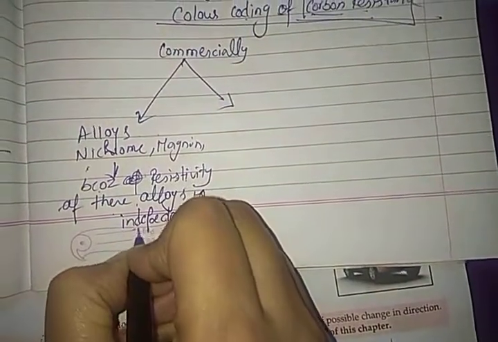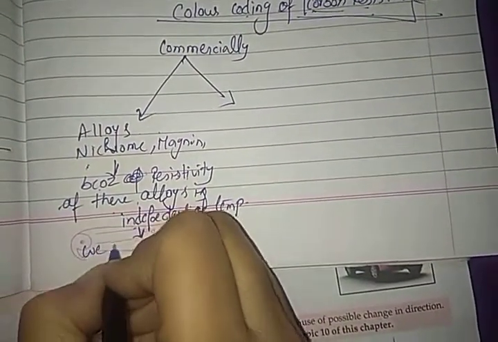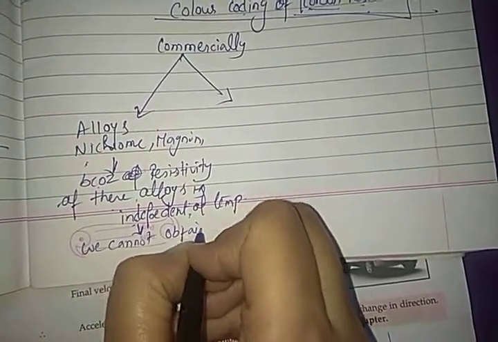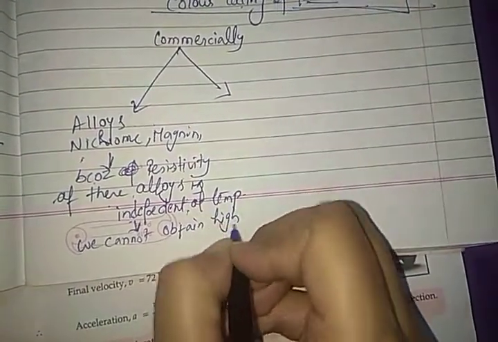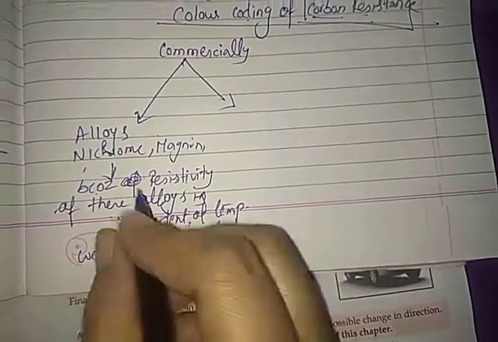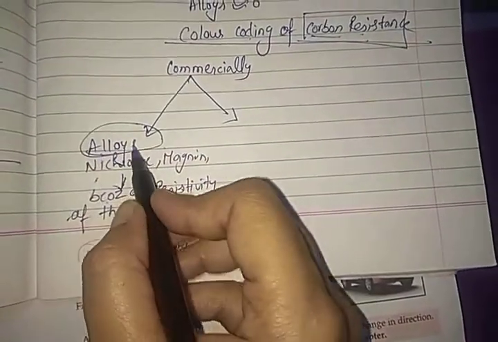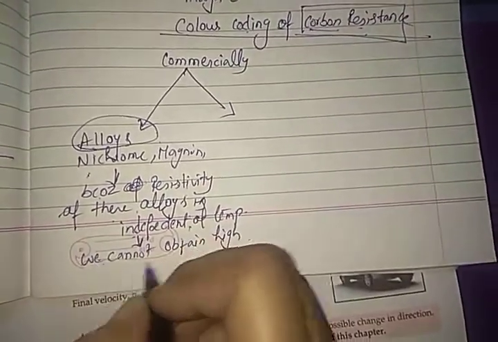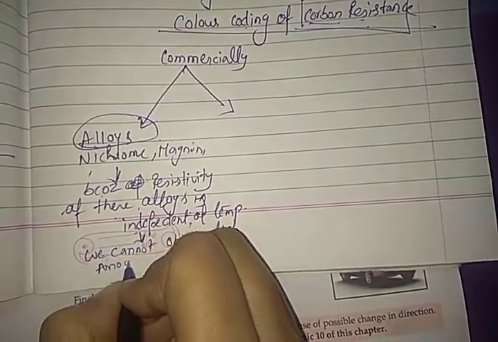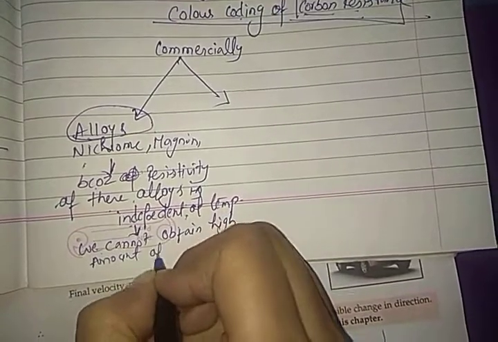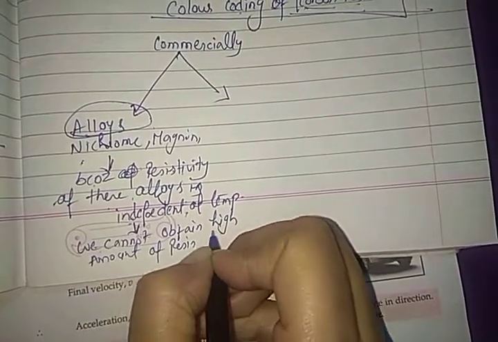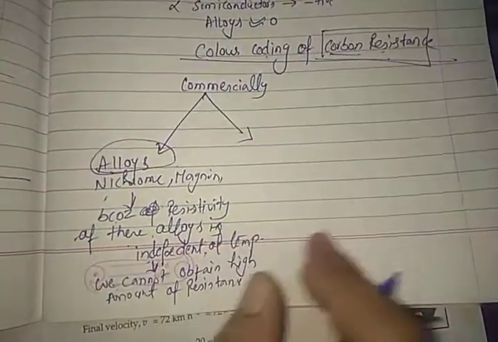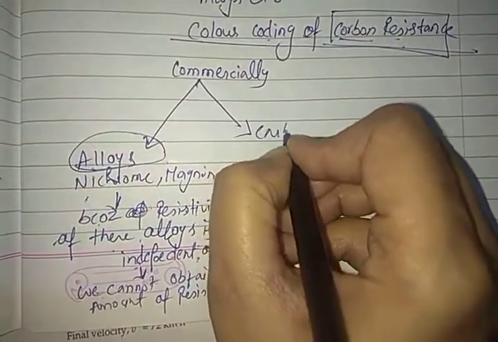But what is the limitation in these alloys? In these, we cannot obtain a high amount of resistance. So there is a limitation also. These alloys can only be used in our experiments which are done in the lab. We cannot obtain the high amount of resistance which is exactly required. Even a very high amount of resistance cannot be obtained by alloys. So for this we use carbon resistances.